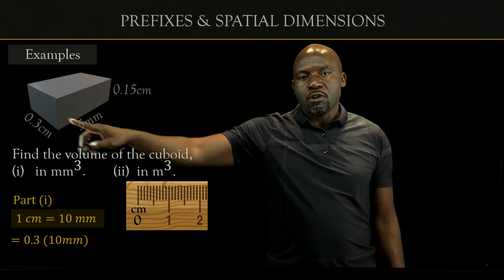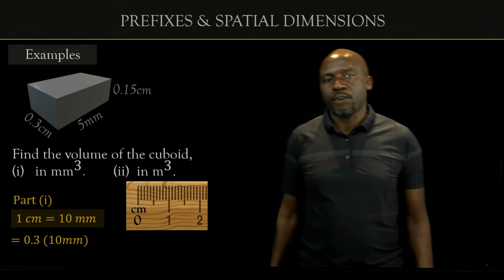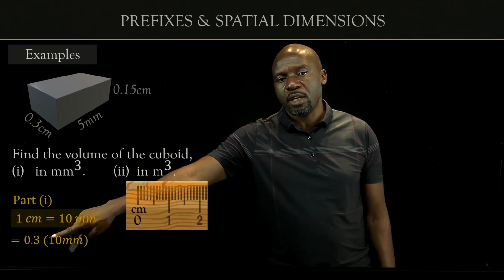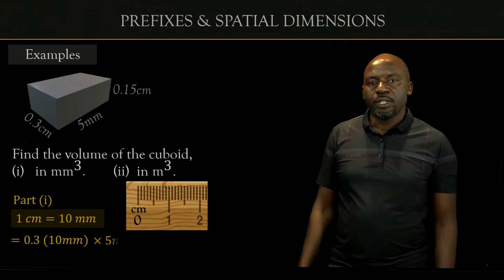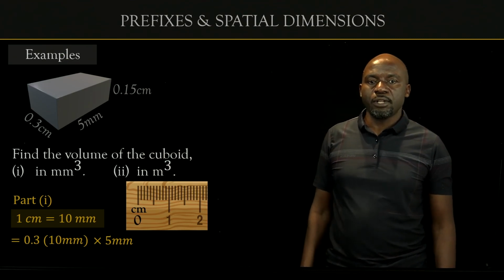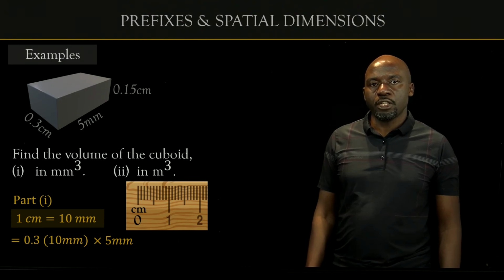So the volume of a cuboid is length times width times height. So length is 5, width is 0.3. So changed into millimeters, we multiply by 10. Then we say times 5 millimeters, which is already in millimeters, no need to change. But then we have 0.15 centimeter there, which needs to be changed into millimeters. So 0.15 multiplied by 10 millimeters.